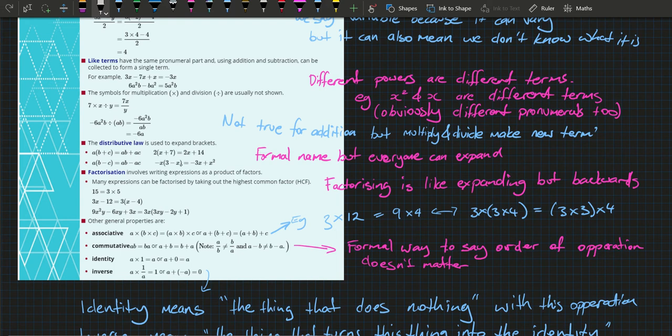So because I can break up 12 into 3 and 4, and I can break up 9 into 3 and 3. So 3 times 4 is equal to 3 times 3 times 4. Okay, that's why that works.